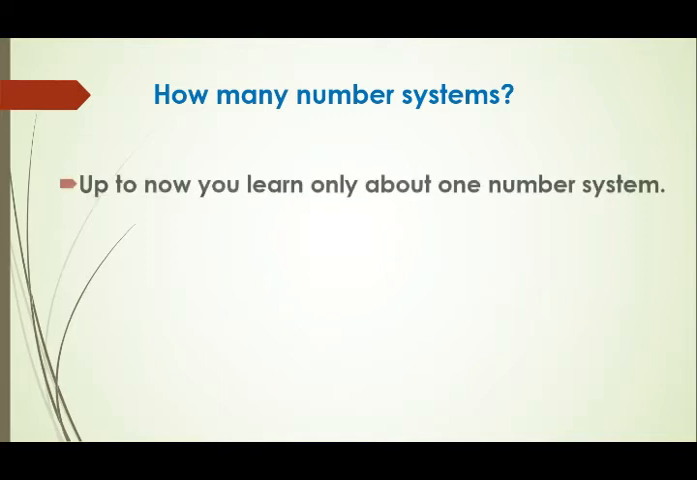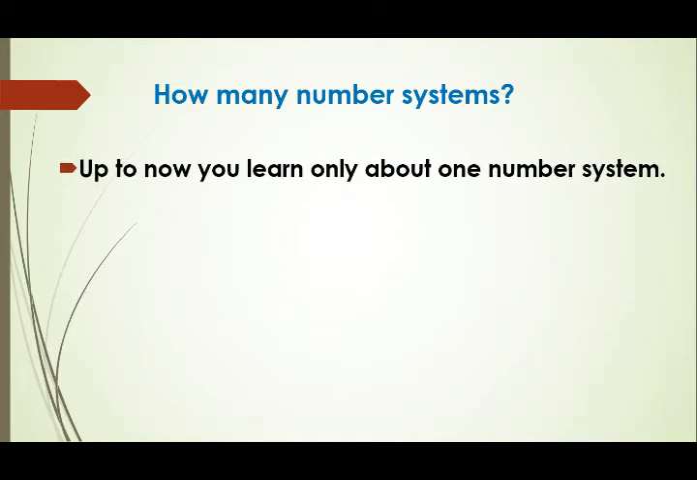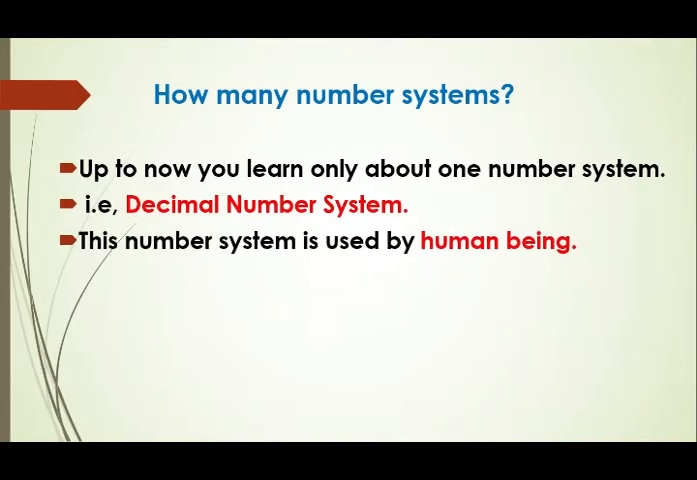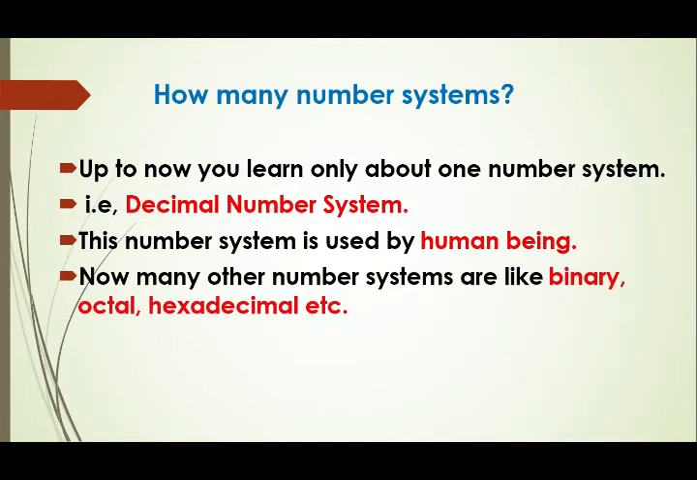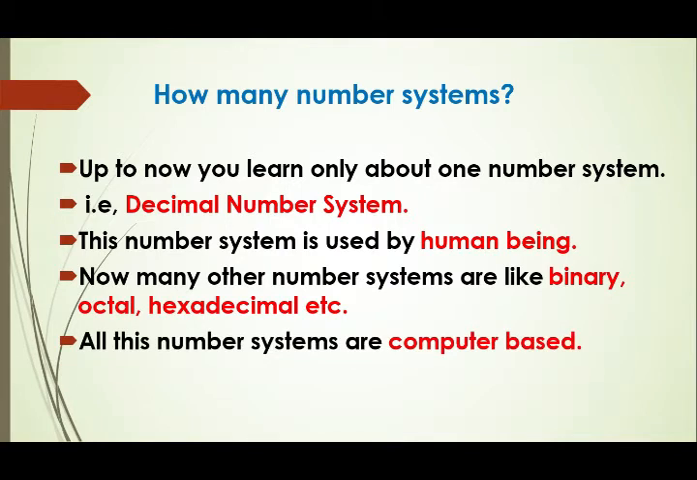How many number systems are there? Up to now you have learned only one number system, that is the decimal number system, which is 0 to 9. This number system is used by human beings only, but there are also other number systems like binary, octal, and hexadecimal. These number systems are computer based. Before that, we understand the decimal number system.